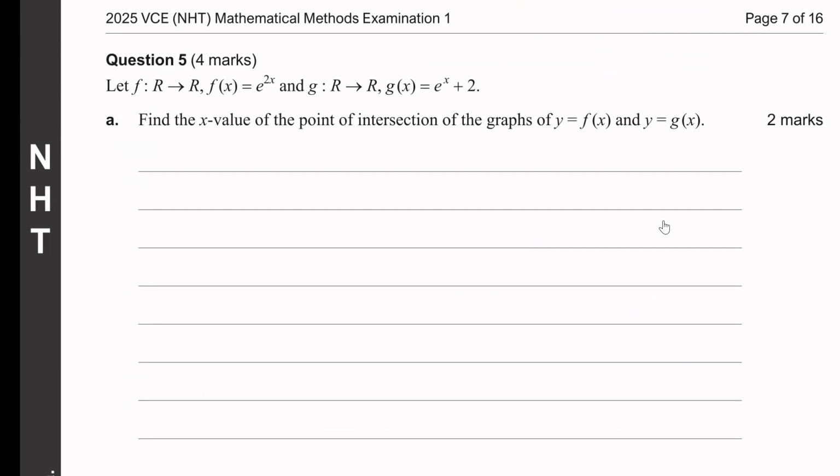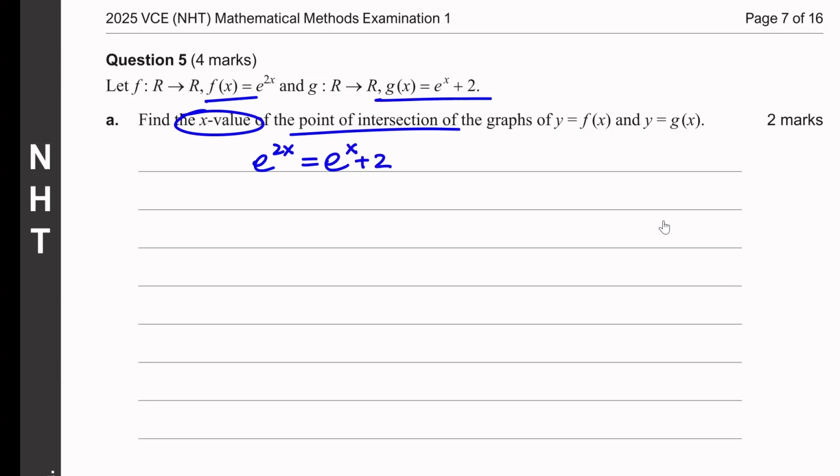Question 5. Okay, point of intersection between f and g. X value only. You don't have to find the y value, I suppose. So we say f of x equals e to the power x. We don't need that actually. I just equate them directly. e to the power x equals e to the power minus x plus 2.